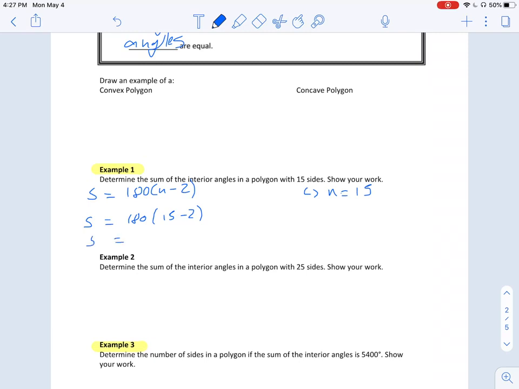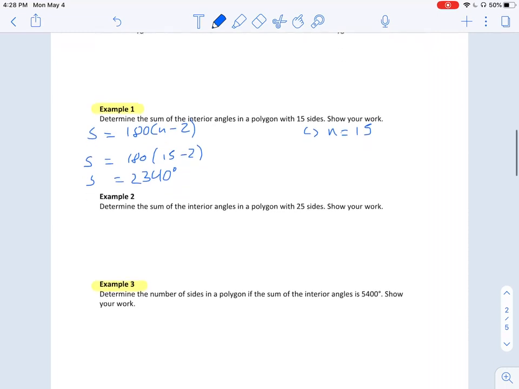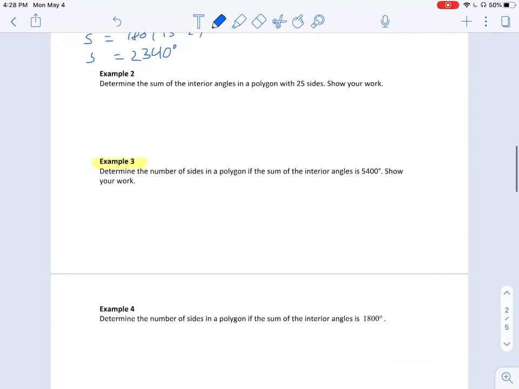Sum of the interior angles, 2,340 degrees. So on the inside of a polygon with 15 sides, the interior angles all add up to 2,340 degrees. Second example we're going to go through, example 3.